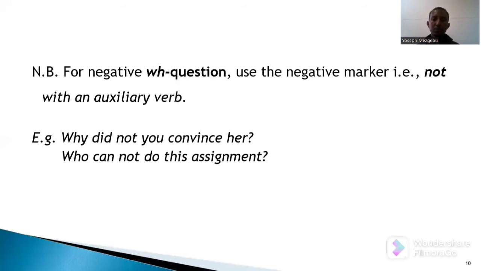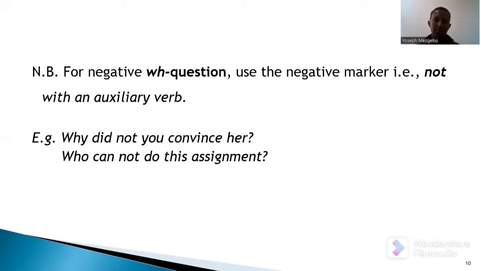For negative wh questions, the negative marker, that is not, is used with the auxiliary verb. Here it is: negative questions, not is placed with the auxiliary verb. Why didn't you convince her? Convince is the main verb, did is the auxiliary. So not, the negative marker, goes with the auxiliary verb. We can't do this assignment. Do is a main verb, can is an auxiliary verb, so the negative marker not accompanies the auxiliary verb can.